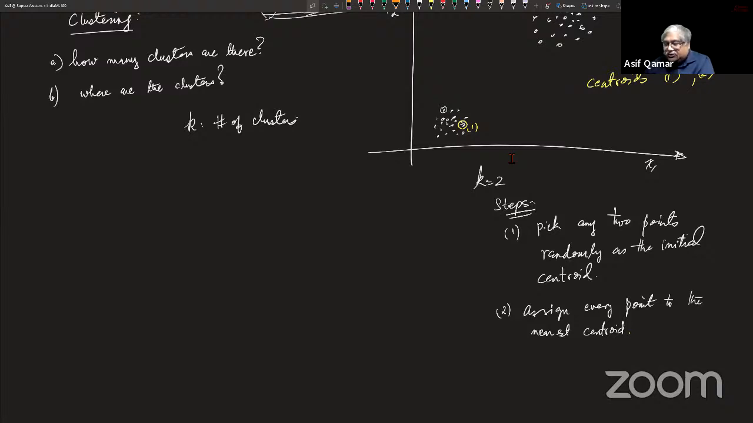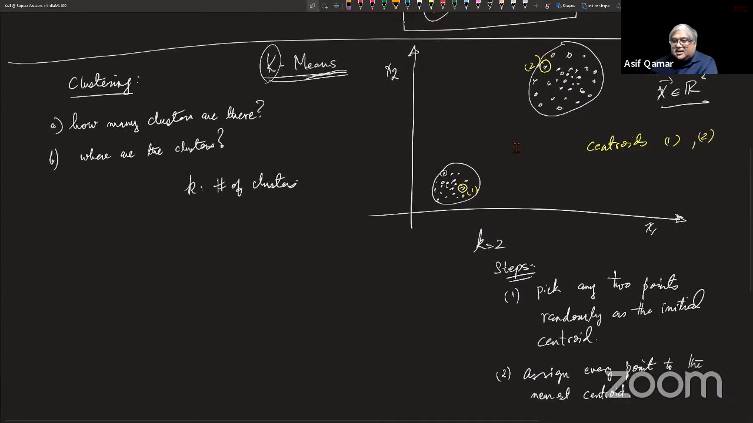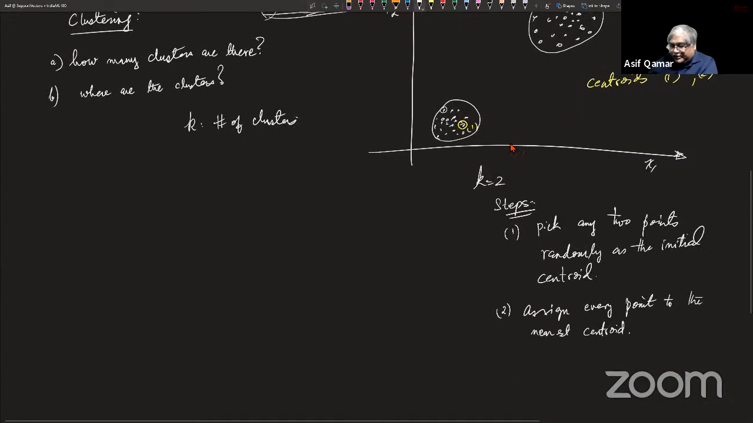So with that being true, would you agree that all these points would belong here, and all these points would belong to centroid 2? Does that make sense, guys? Yes, sir. Then the algorithm basically says, that's pretty lovely, and you're pretty much done.